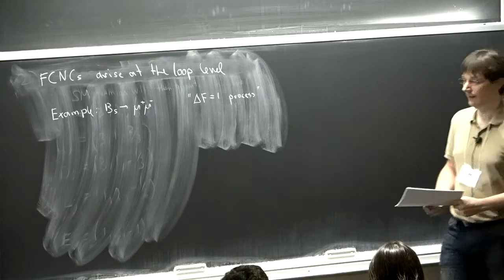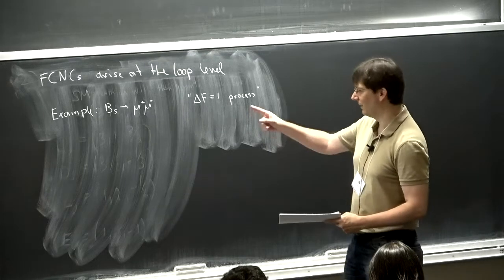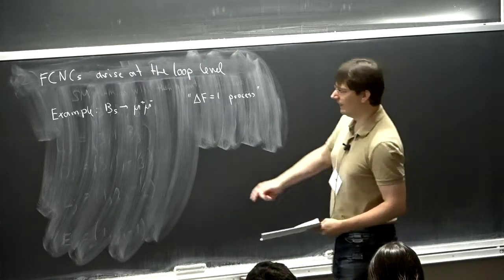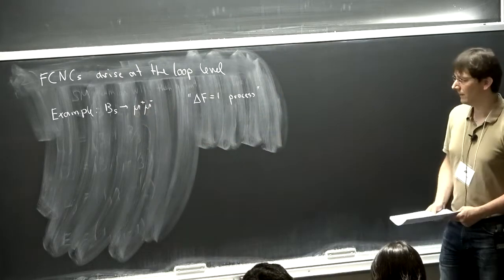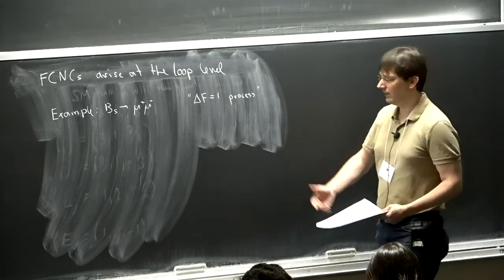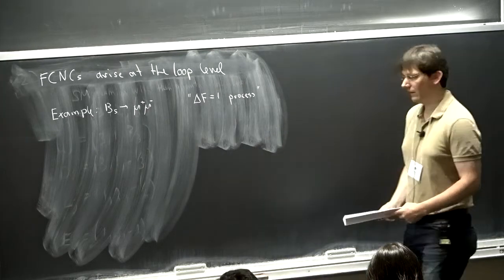Yes? I don't know my mesons super well. What is a B sub S? Good, yes. So B sub S is an anti-B quark and a strange quark. And then the B sub S bar would be the B quark and the anti-strange quark.